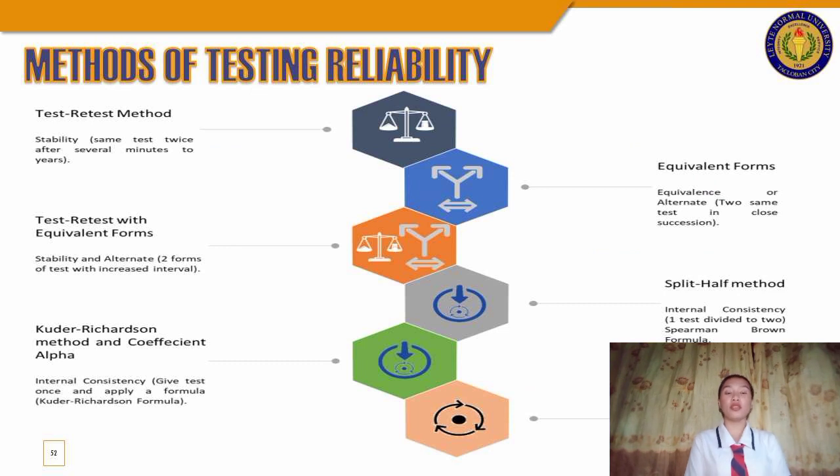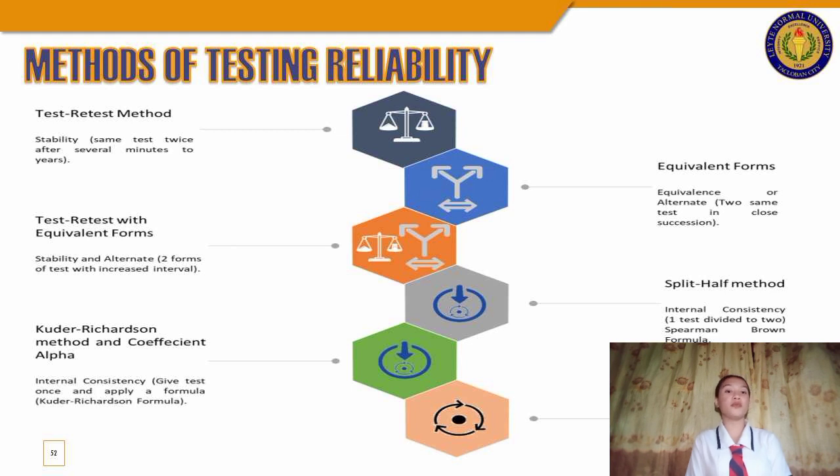Now let's explore the methods of testing reliability, focusing on equivalent forms, test-retest, Kuder-Richardson method, split-half method, and lastly, inter-rater method. So first, equivalent forms. Equivalent forms, also known as alternate forms, involves administering two versions of the same test in succession. This method aims to ensure that both forms of the test are equivalent in terms of content and difficulty. By comparing scores between the two forms, researchers can assess the stability and consistency of the test across different versions.